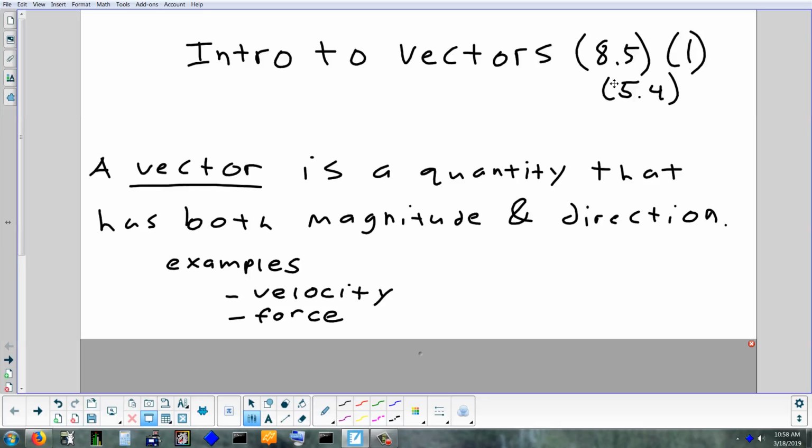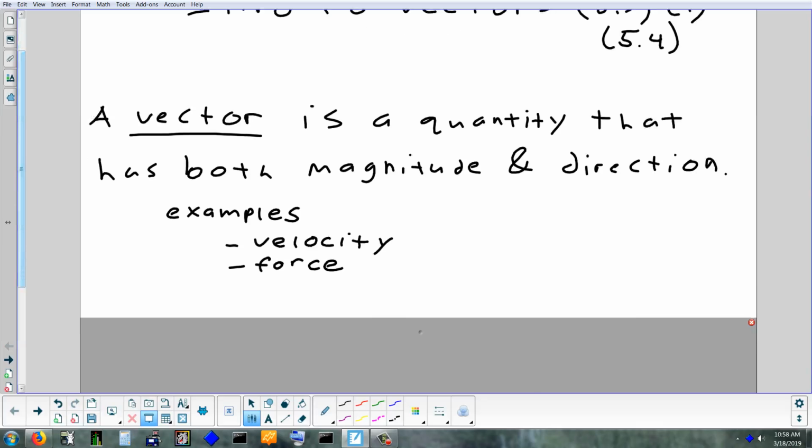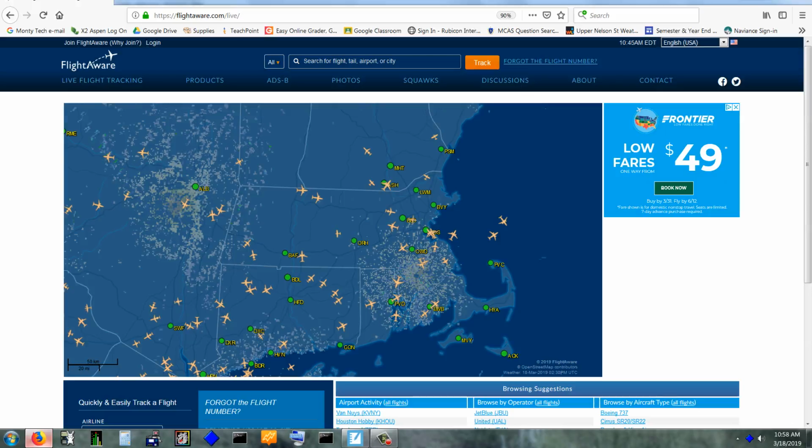Now, when we use vectors to describe quantities that have magnitudes and directions, there's a couple ways we can do it. We can draw the vector out, and I'll show you how we do it. Or we can represent it as just numbers. All right. So if you take a look at this.